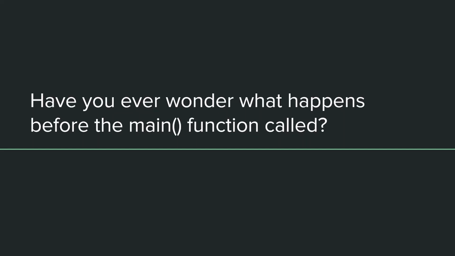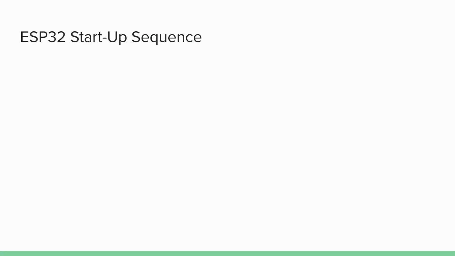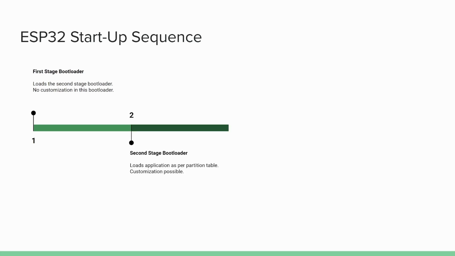Have you ever wondered what happens before the main function gets called? Basically, it's a startup sequence before the main function gets called. It's like a first stage bootloader, which loads the second stage bootloader. Normally this happens pretty fast, so you don't notice. It starts with the first stage bootloader. No customization in this bootloader is possible. This bootloader is already in your chip. And the second stage bootloader, which loads our application, can be customized. Usually we load this bootloader along with our application as well.